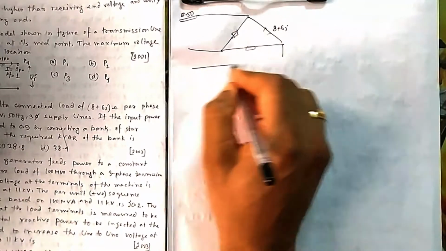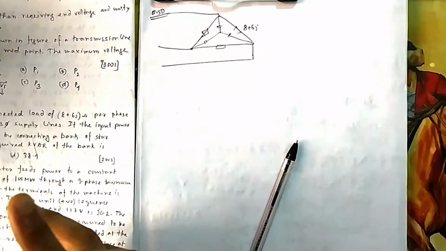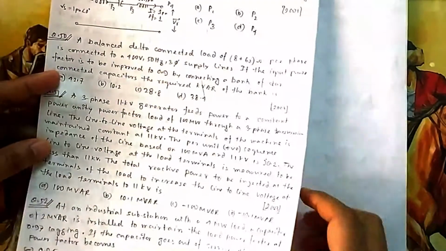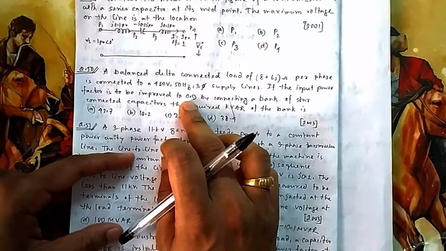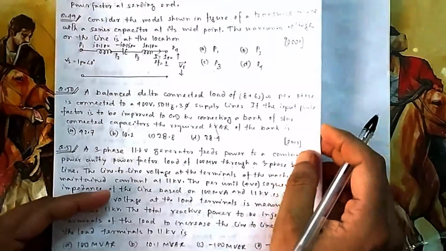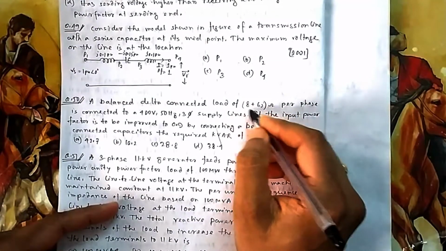And here you are connecting a star connected capacitor to improve it. What is your intention? How do you want to improve the power factor to 0.9? So the input power factor is to be improved to 0.9. There are so many ways you can do it. The initial power factor you can calculate from here. That is the initial power factor.